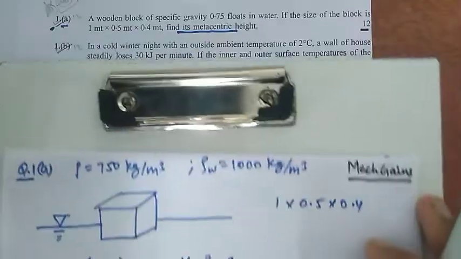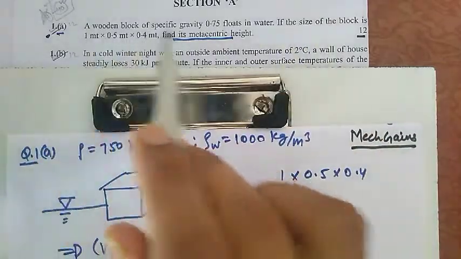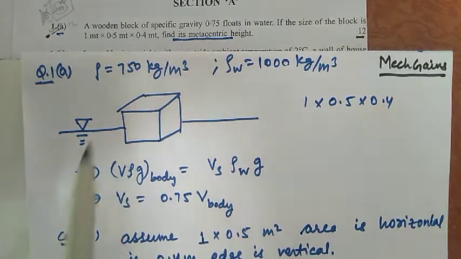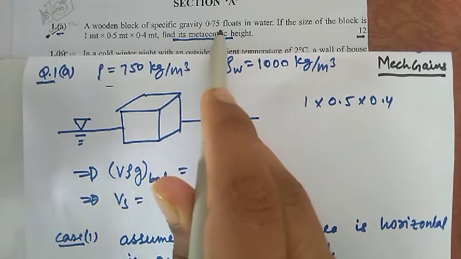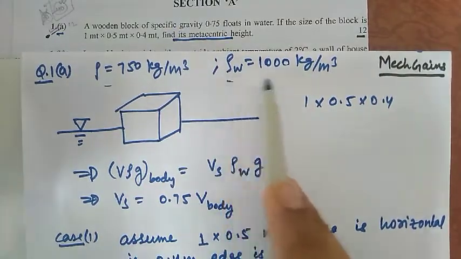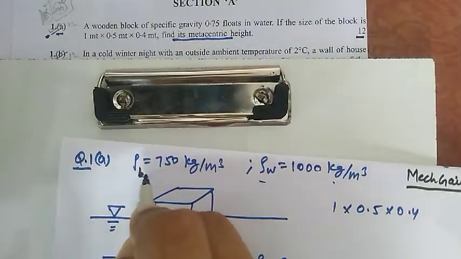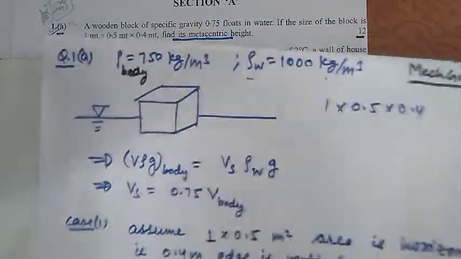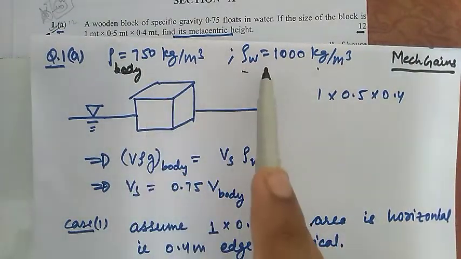The question says, a wooden block of specific gravity 0.75 floats in water. If the size of the block is this, find its metacentric height. So we have a wooden block, and I have written the density as it tells 0.75 is the specific gravity. So let's assume the density of water to be 1000, then the density of the body will be this, and this is the density of the water.